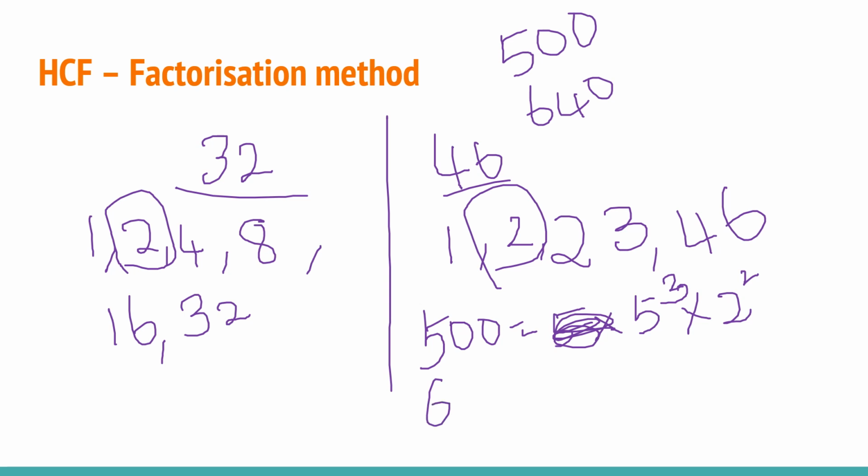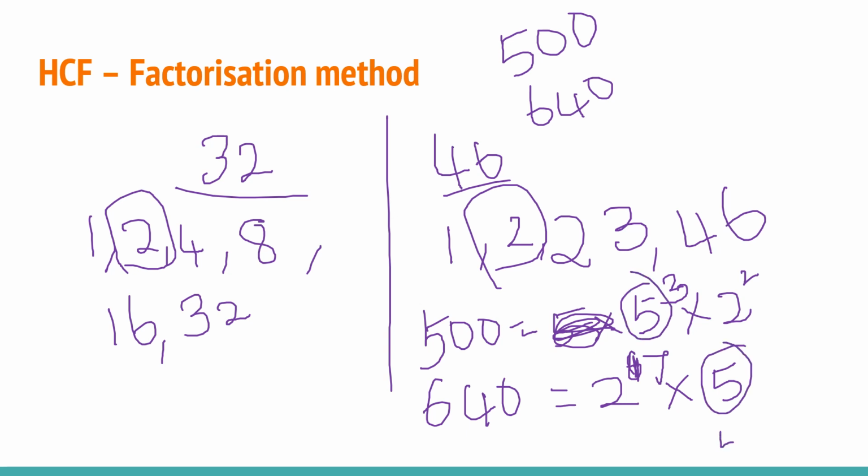Similarly, 640 is nothing but 64 into 10. 64 is 2 to the power 6 and 10 is 2 into 5, so 640 is 2 to the power 7 into 5. Now the common factor is 5 to the power 1 into 2 to the power 2. 2 square is 4, and 4 fives are 20. So 20 is the HCF of 500 and 640. For huge numbers, we can calculate like this.